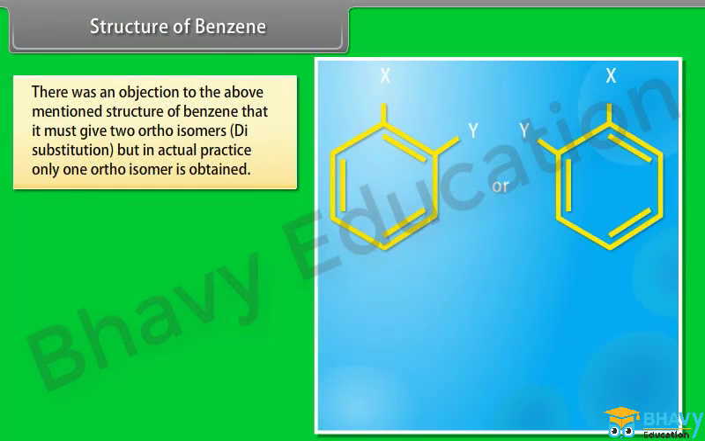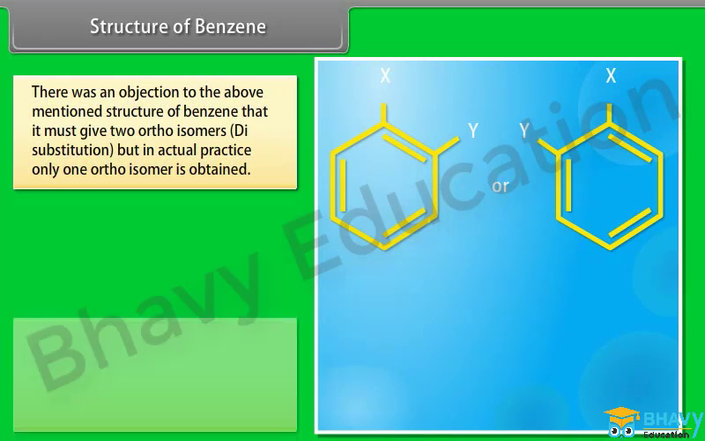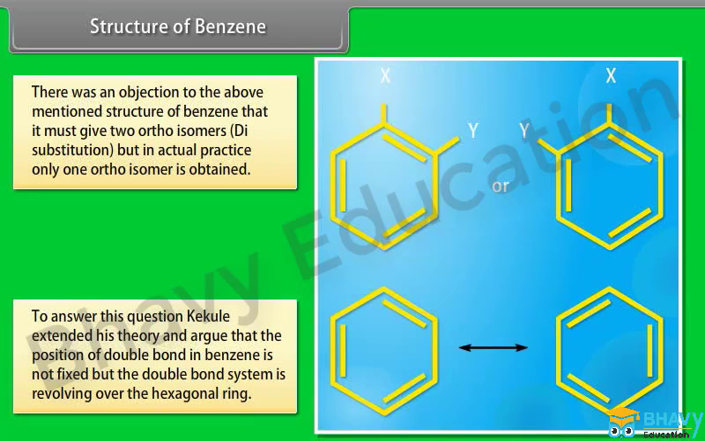There was an objection to the above-mentioned structure of benzene that it must give 2 ortho isomers in di-substitution, but in actual practice, only one ortho isomer is obtained. To answer this question, Kekulé extended his theory and argued that the position of the double bond in benzene is not fixed, but the double bond system is revolving over the hexagonal ring. He proposed the given structures and said that all C-C positions have a partial double bond character.